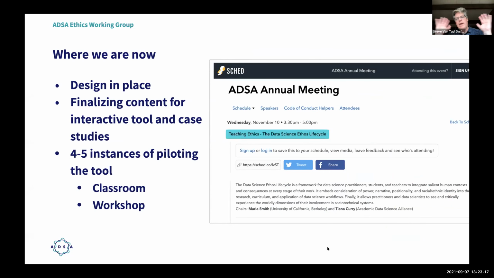So where are we now? We've worked with some great folks at UC Berkeley to pull together an initial design for the interactive tool. We're working with our working group and some other organizations outside of ADSA to finalize content for the interactive tools and case studies. And then right now we have about 4 or 5 instances of piloting the tool.